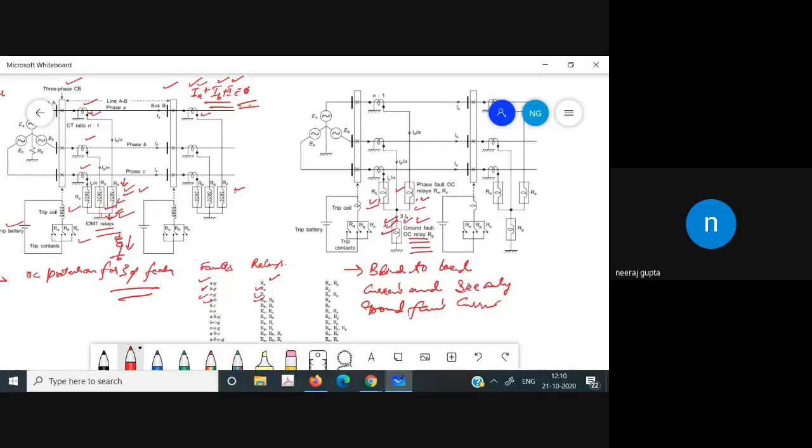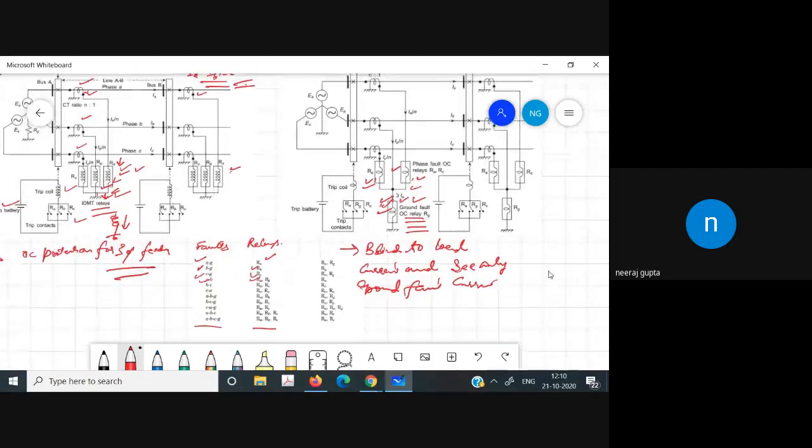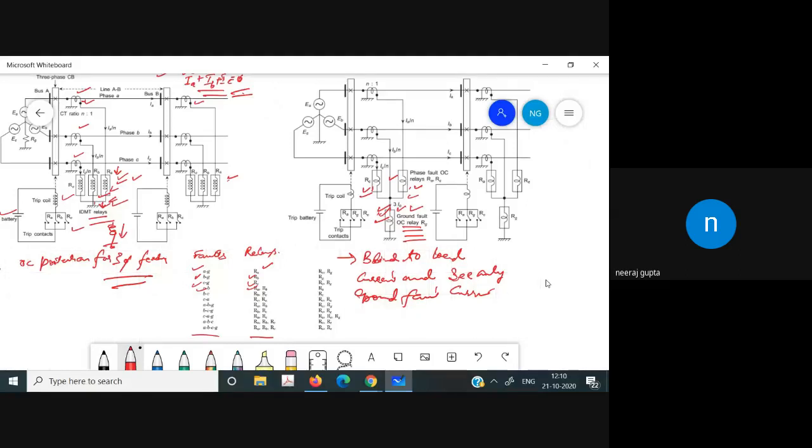So this is the scheme, and this scheme will cater to all the 11 faults that we discussed in the previous scheme also. This is circuit B, and this is circuit A. It will cater to all the faults if we are using this scheme with the ground fault overcurrent relay.